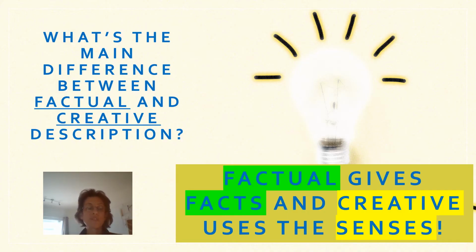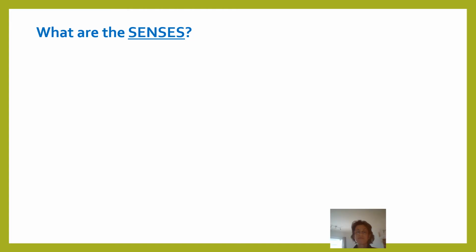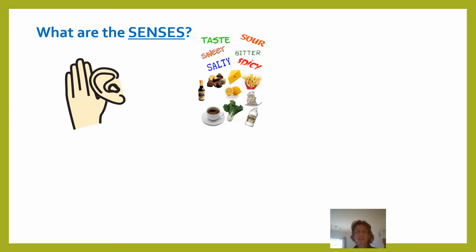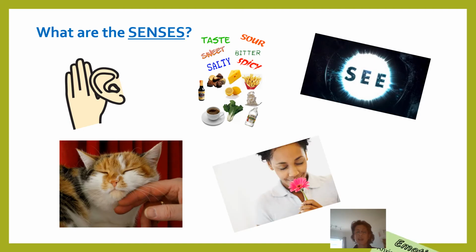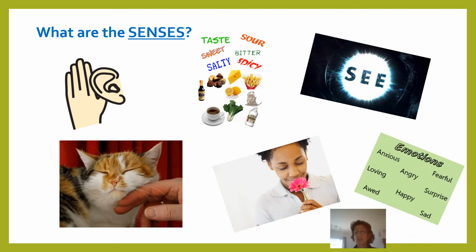So what's the difference between factual and creative description? Factual gives facts and creative uses the senses. What are the senses? Hearing, tasting, seeing, feeling, smelling, and emotions. Very important, because that's the main way to engage your reader, is to arouse their emotions when they're reading your work.